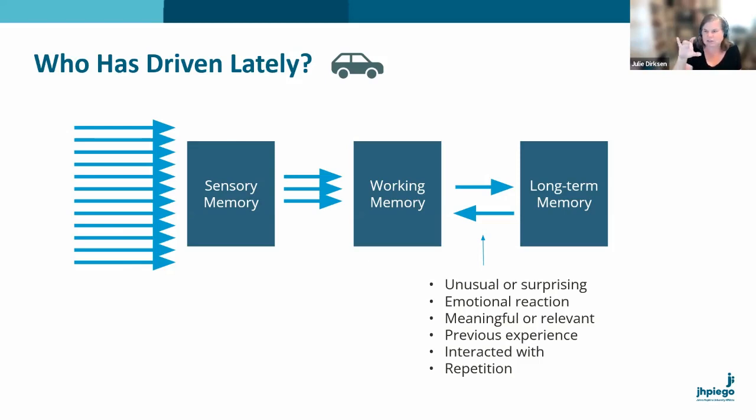So these are usually the kinds of characteristics that cause people to remember information later. It's unusual or surprising. It's emotional reaction. It's meaningful or relevant to me. I can do something with it. It's an association with something that I have previous experience with. I interact with it, or I work with it, or I do something.